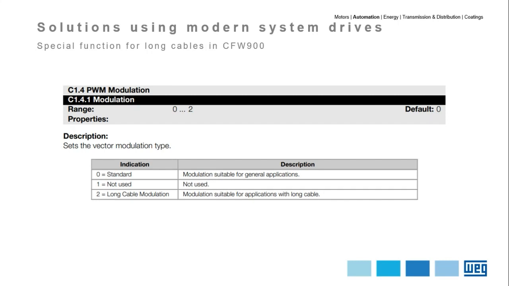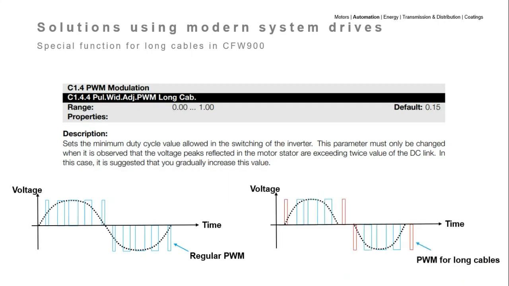How does it work in practice using the CFW900? It's quite simple. There are only two parameters to be set on CFW900 to configure the PWM modulation for long cables. The first parameter is to enable the long cable modulation suitable for application with long cables. On C1.4.1, select the option 2. Then, it is required to set the minimum duty cycle allowed in the switching of the inverter on parameter C1.4.4. The default value is 0.15, meaning that pulses equal to or lower than 15% of duty cycle are removed. Thus, the worst overshoots are eliminated as well.